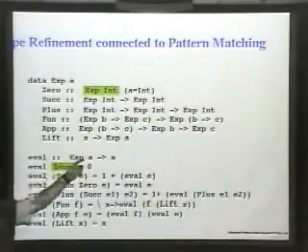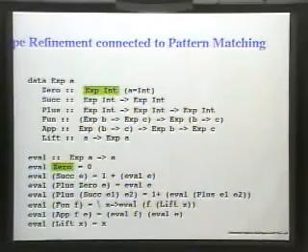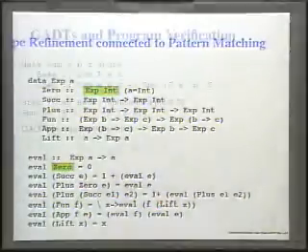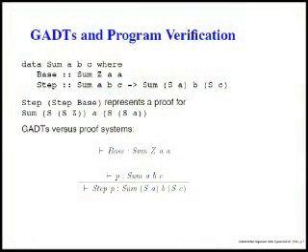We couldn't have typed this program without GADTs because that type annotation would be too polymorphic in classic Hindley-Milner, but it works with the GADT typing rules. Now, what I also want to show is that we can use GADTs for program verification, okay? And the cool thing is, what you already saw before, we can use GADTs to capture proof systems, okay?